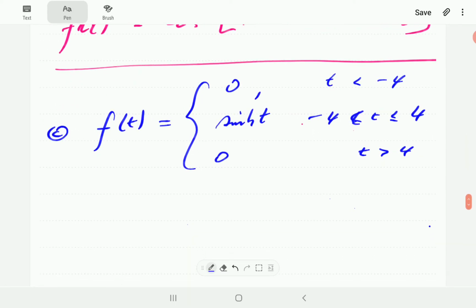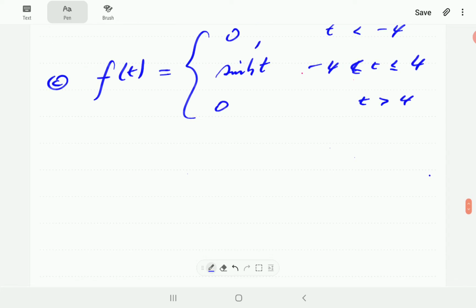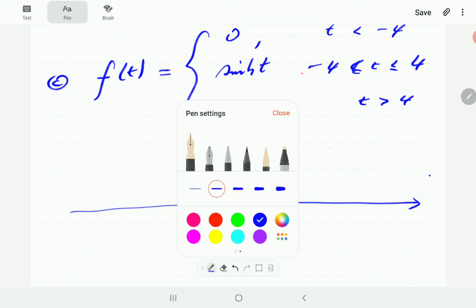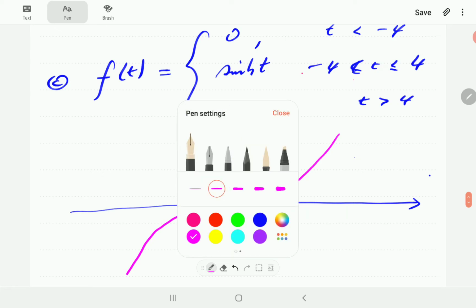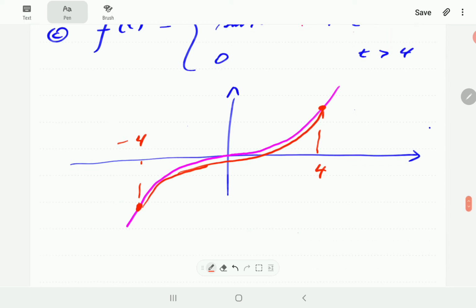All right, thank you. So for C, we have got the hyperbolic sine between minus 4 and 4 and 0 everywhere else. Now, the graph of hyperbolic sine is pretty similar to the graph of x cubed, so it goes something like this. So what we want to do in this function, we want to pick the section in between minus 4 and 4, and then everything else is going to become 0.